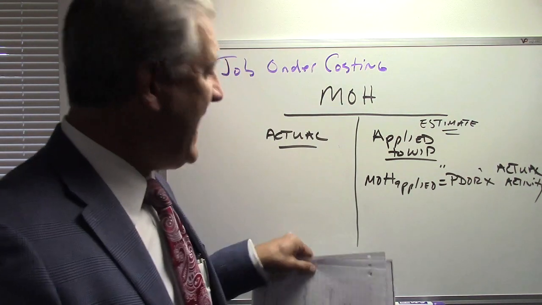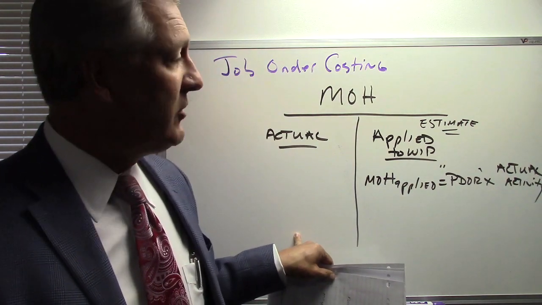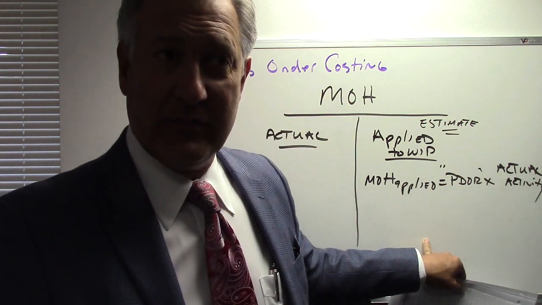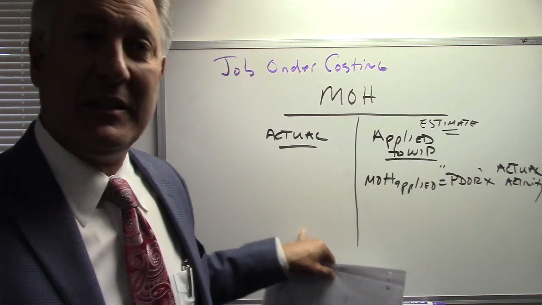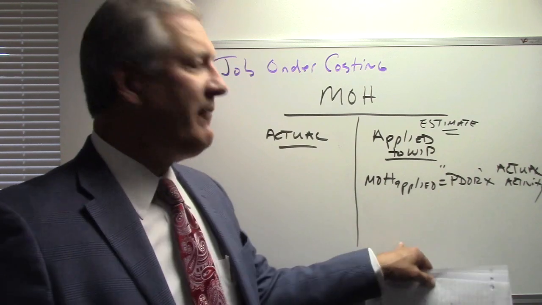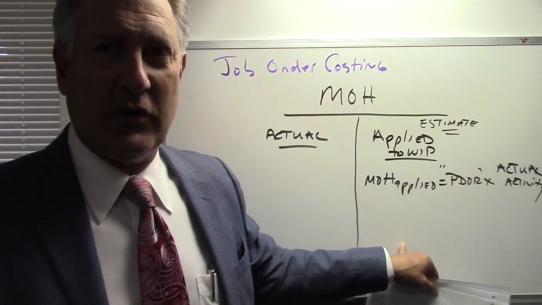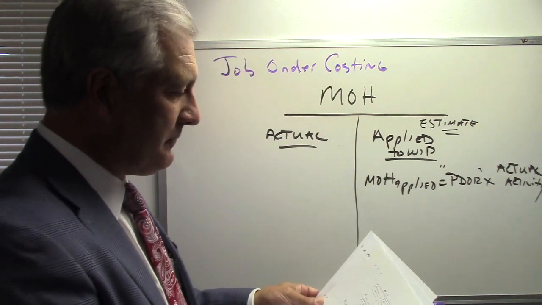Because if you have a net debit, it means that your actual costs were greater than your applied or estimated costs. If you have a net debit, that means you underapplied. You didn't put enough cost in your product. If you have a net credit, that means you overapplied. That means you put too much cost into your product. So let's look at what happened here.